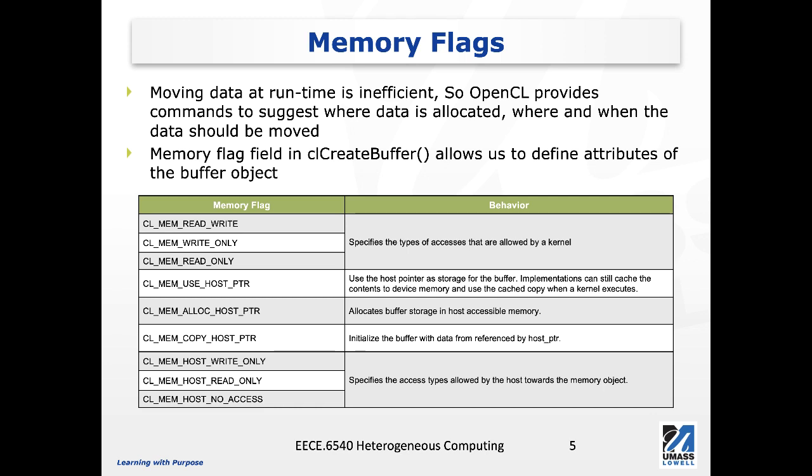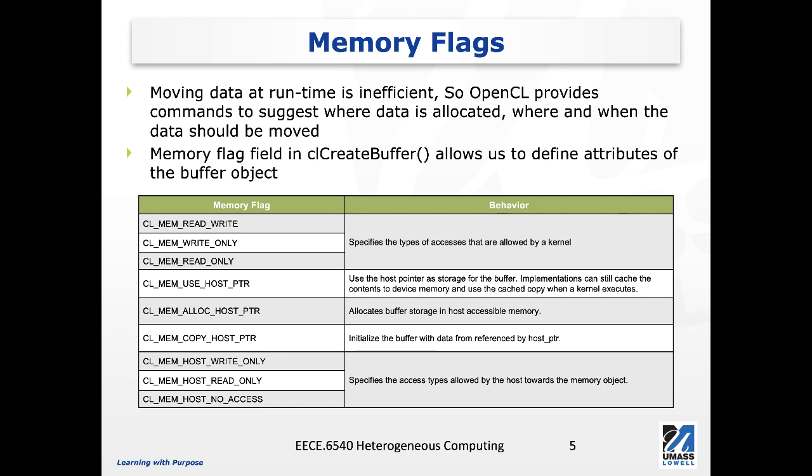So we can see this table has memory flags, and the first three memory flags are somewhat familiar to us: read-write, write only, and read only. These three memory flags are used to specify the types of access that are allowed by a kernel. And note that the memory object is used primarily by the kernel.